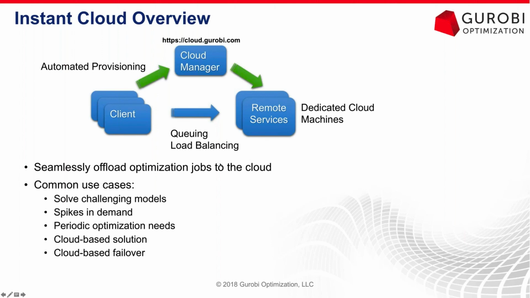This allows me to seamlessly offload optimization jobs to the cloud, and allows me to do things like solve challenging models. Like, let's say I want a machine with a lot more processors or a lot more memory, I could do that on the cloud. I can also use this if I have spikes in demand. Again, if I have certain times of the month where I need to solve a lot more models, I could have some licenses that I have in my own computing facilities, and then I can get some additional computers and additional Gurobi licenses for those few hours out of the month. Also, if I've got periodic optimization needs, if I need it only for a few weeks out of the year or for a short-term project, I could get the computers just for when I need it.